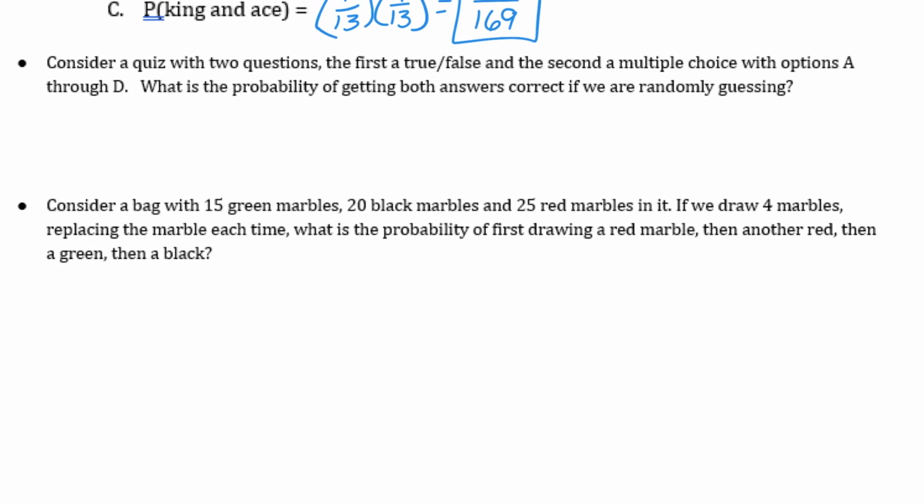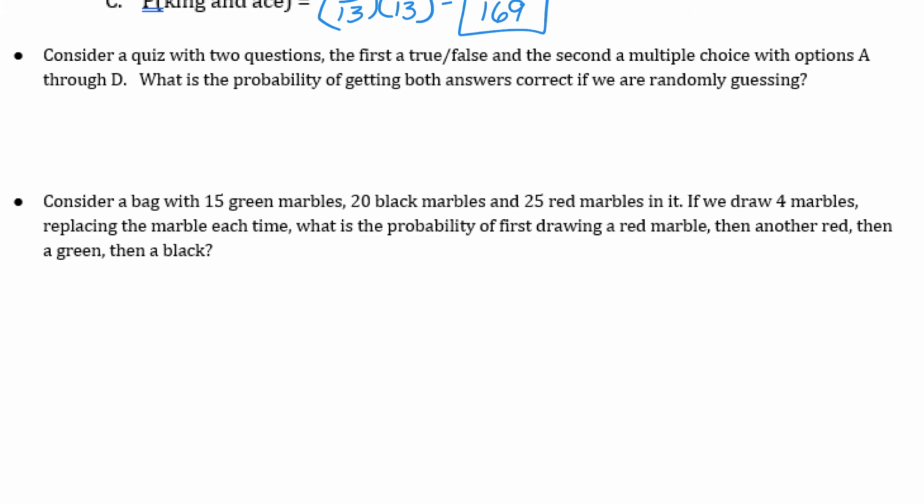Let's take a look at this next example. Consider a quiz that has 2 questions. First is a true-false, and the second is a multiple choice. Options A through D. What is the probability of getting both answers correct if you randomly guess?